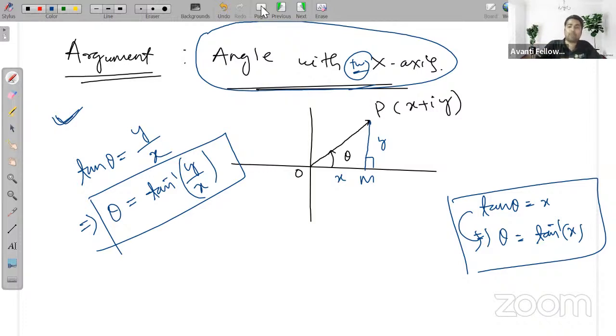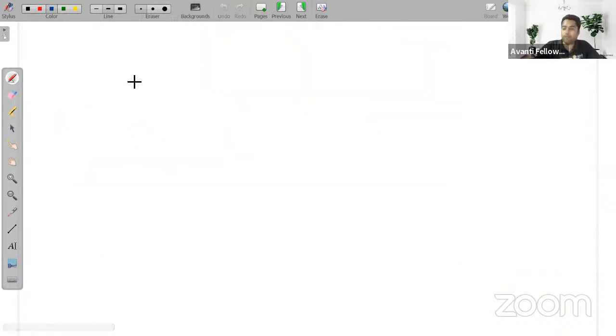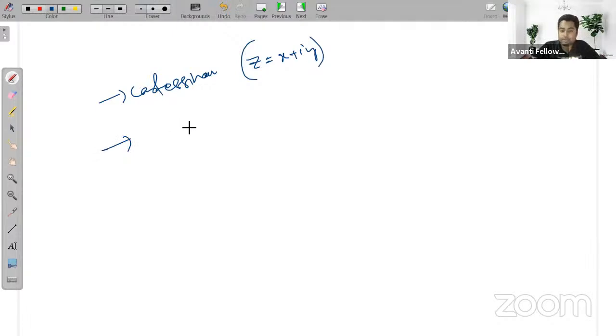So in this class, we studied about the Cartesian form. Remember what is the Cartesian form? That is z is equal to x plus iy. This is my Cartesian form of the complex number. And also we studied how to find the modulus. If my complex number is z is equal to x plus iy, then the modulus of the complex number is under root of x square plus y square.